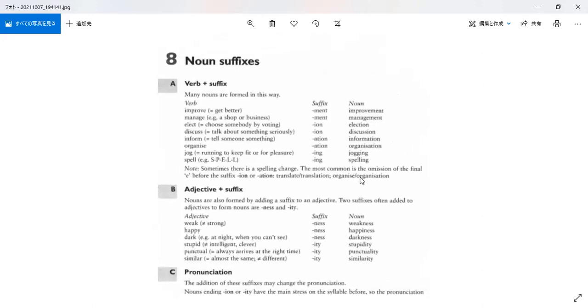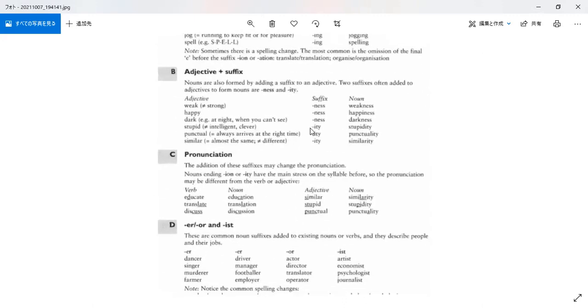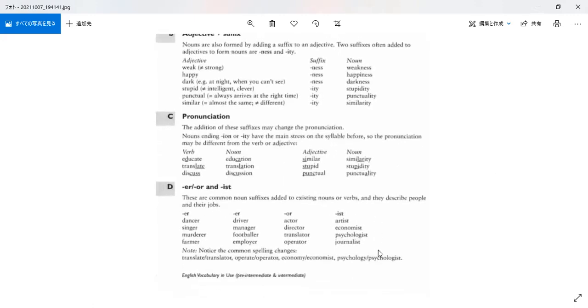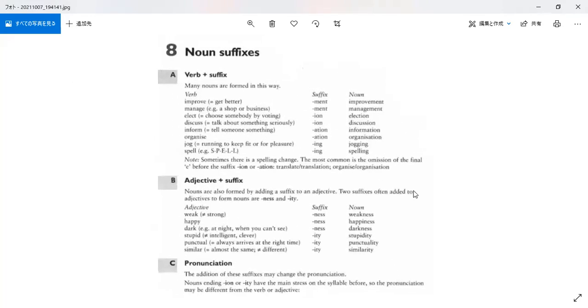If you find suffixes that end with ment, ion, Asian, ing, ness, it, or so on, the word is going to be a noun.